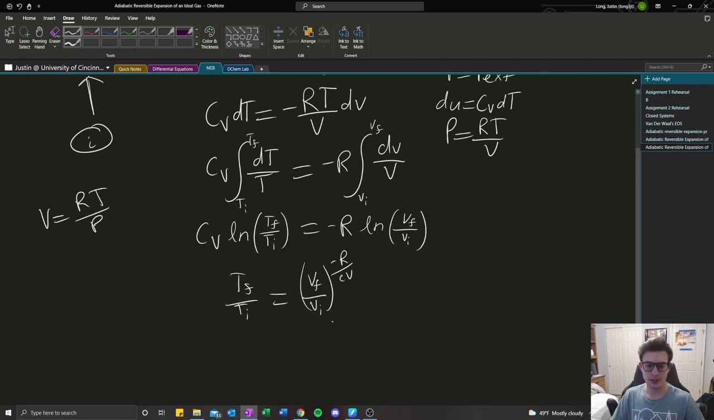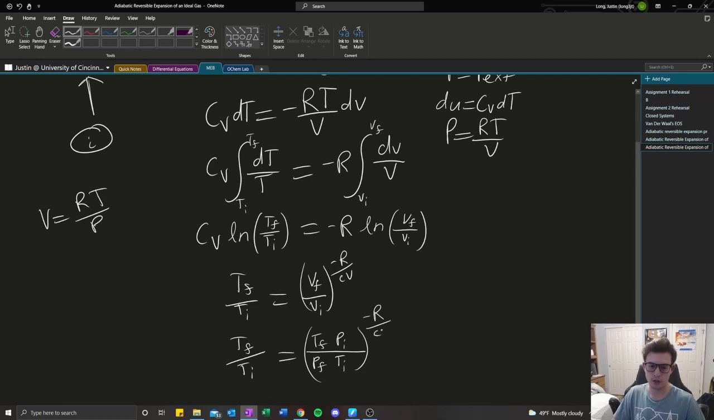So let's go ahead and plug this in for these conditions. That gives us the temperature final over the temperature initial is equal to the temperature final over the pressure final times the pressure initial over the temperature initial, and this is all raised to the negative R over CV.